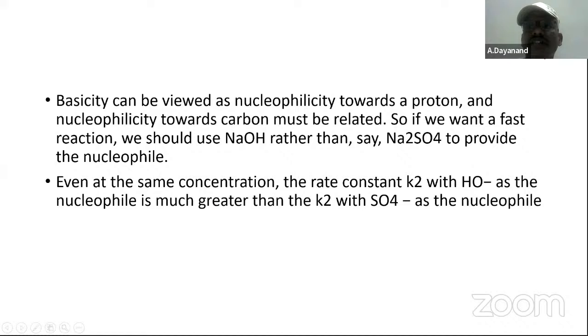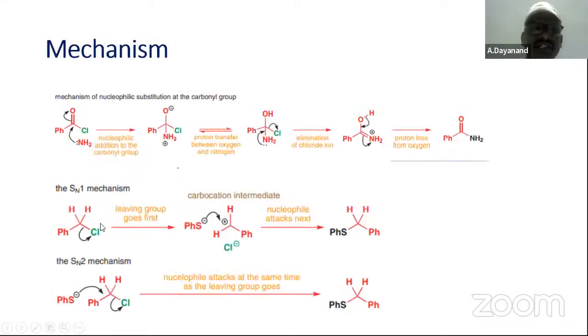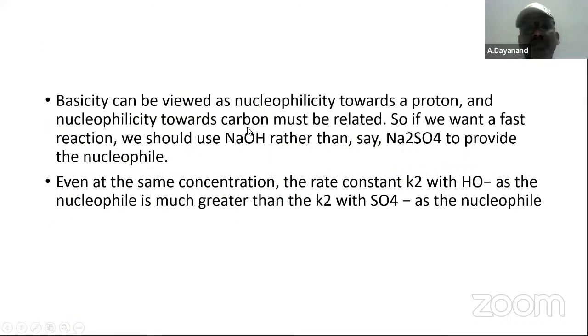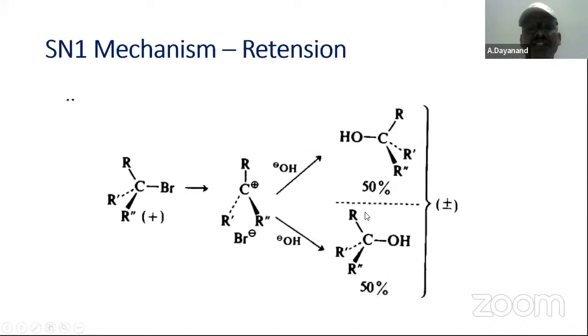Here there are two concepts that are most important. One is that basicity can be viewed as nucleophilicity towards a proton, and nucleophilicity towards carbon must be related. So if we want a fast reaction, we should use NaOH rather than Na2SO4 in this reaction. If you want a fast reaction, especially in the SN2 reaction, or if you want to substitute OH minus instead of this one, you have to use NaOH. Why? Because the nucleophile is most important. That is the rate constant k2. We know what is meant by a second order reaction.